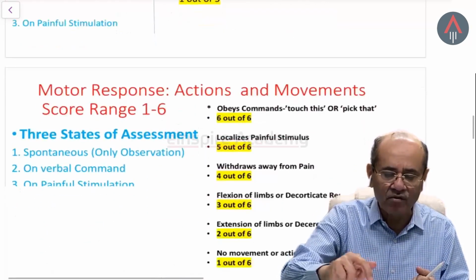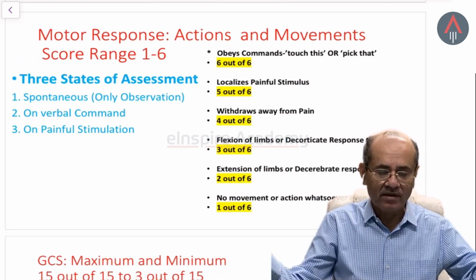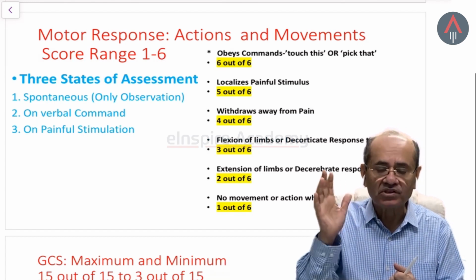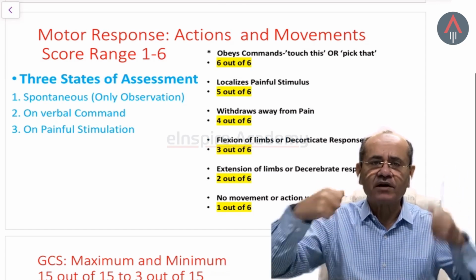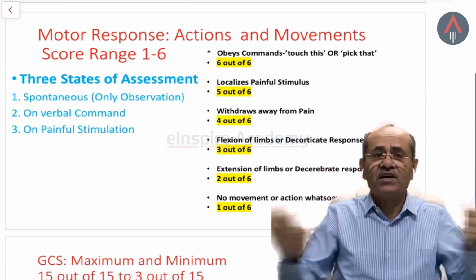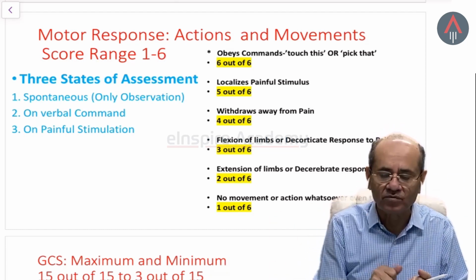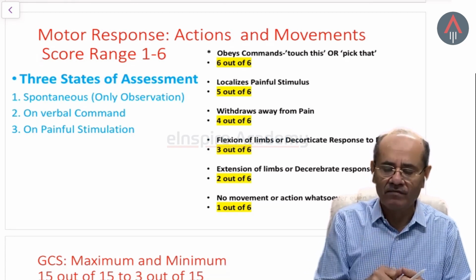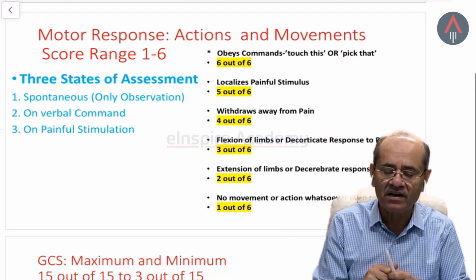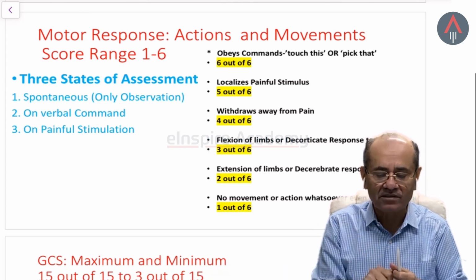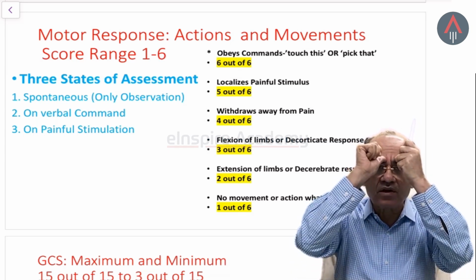And then finally we look at the motor response. Motor response means actions and movements. And the scoring range is 1 to 6. Again, 3 states of assessment. Initially you just observe and see what spontaneous actions are occurring. If nothing is occurring, then you give him verbal command. And if nothing is occurring, then you give him the painful stimulus. If the person obeys command, you ask him touch this, pick this up, and he is doing that correctly, the patient gets 6 out of 6 marks. If he is not doing that, but you are giving a painful stimulus and is localizing.